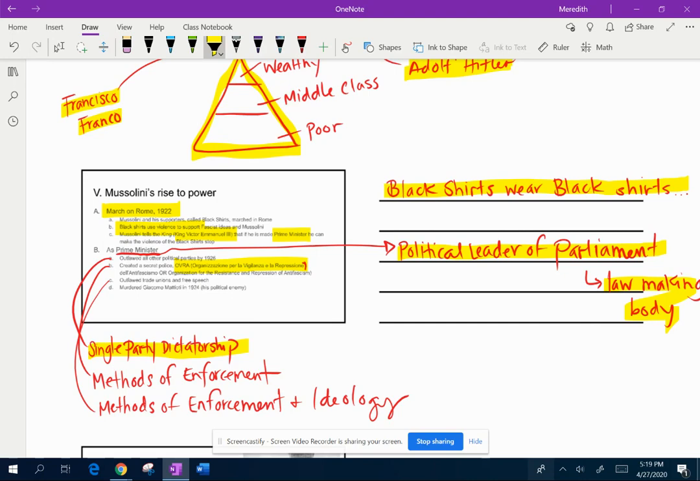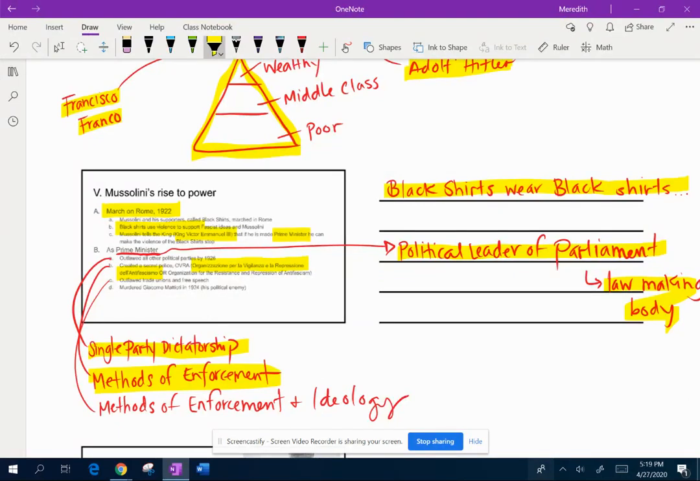the Organizzazione per la Vigilanza e la Repressione del Antifascismo, or the Organization for the Resistance and Repression of Anti-Fascism. So he creates that organization, right, a secret police, to make sure that people are doing what he says they should be doing. And that's going to be methods of enforcement, right, using violence to force people to do your will.